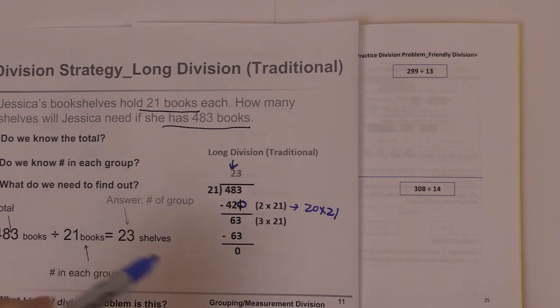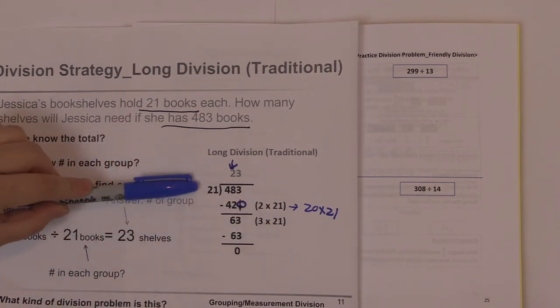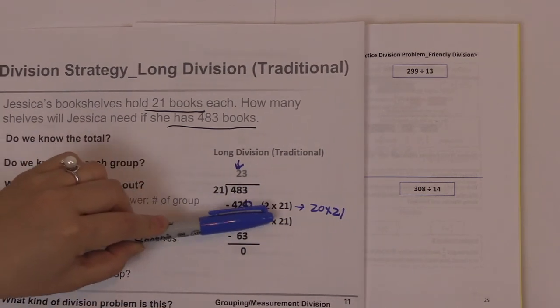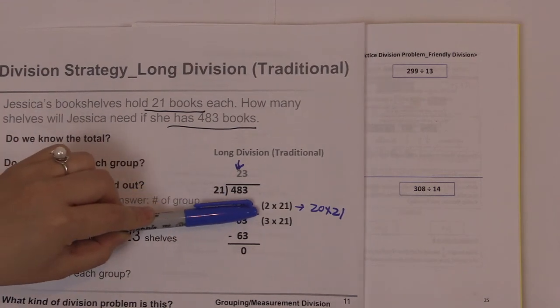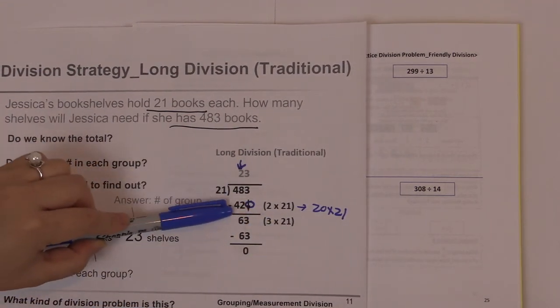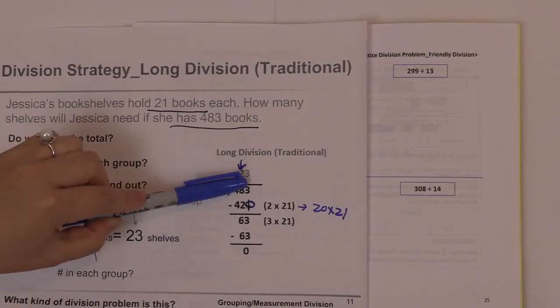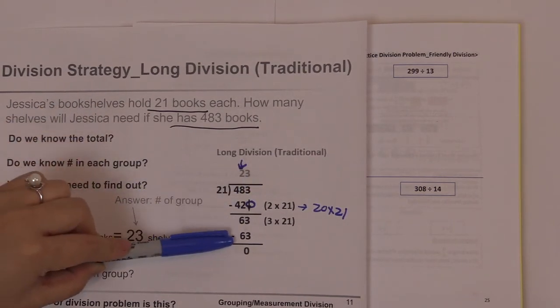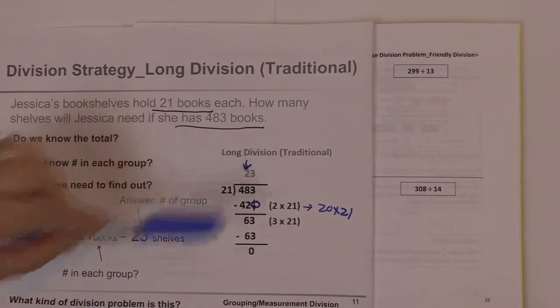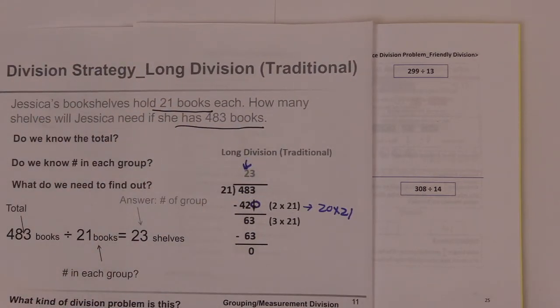Right? So if we want to use long division, we have to make sure that we place a value here. What does it mean? This is not 2 times 21. It means 20 groups of 21. So I know that it's going to be 420. And I subtract this, and 63 means 3 groups of 21 makes 63. So I know that there are 23 groups of 21 books.